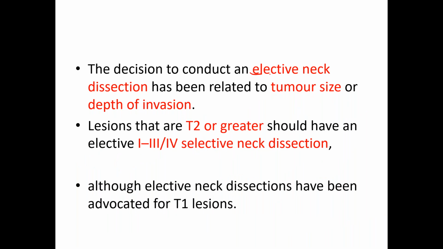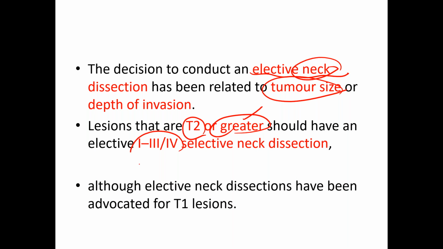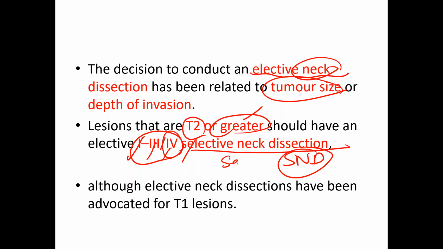Whether you have to go for elective neck dissection or not is based on tumor size. T2 or greater, you should go for selective neck dissection. Selective neck dissection means you go for levels 1, 2, 3, and if needed, 4 is also added. You are selecting the lymph nodes and then removing them. That is called a selective neck dissection. Just remember the levels like that.